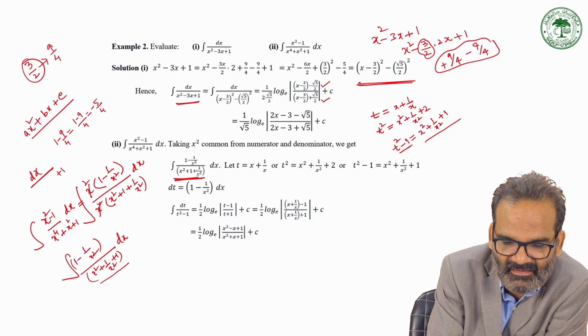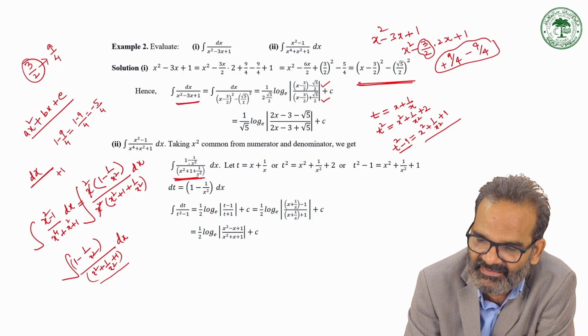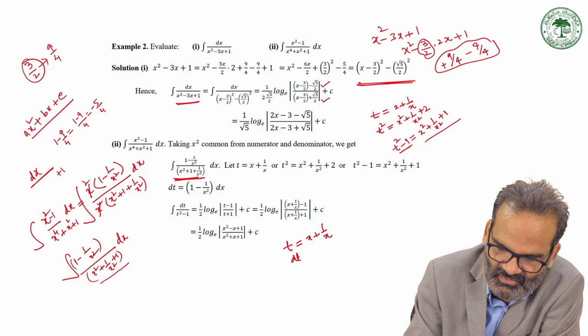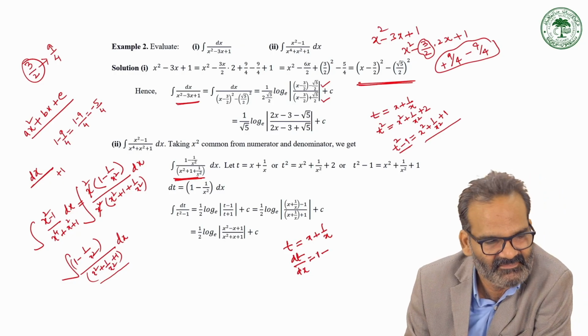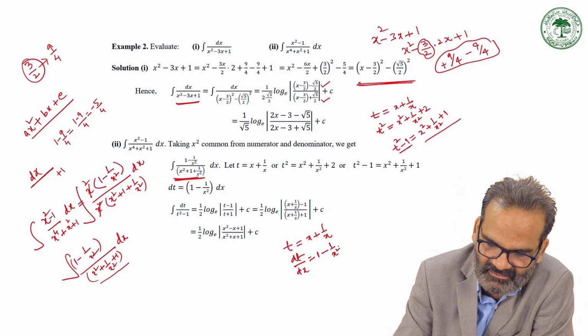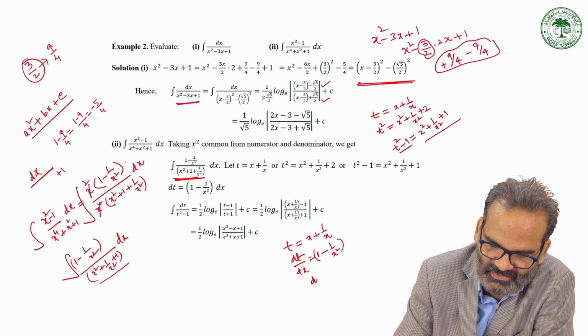What is left? 1 minus 1 upon x square dx. So see, it's very simple. t is x plus 1 upon x. What is the value of dt over dx? 1 minus, the derivative of 1 upon x is minus 1 upon x square, right? So what is the value of dt? dt is equal to 1 minus 1 upon x square dx.